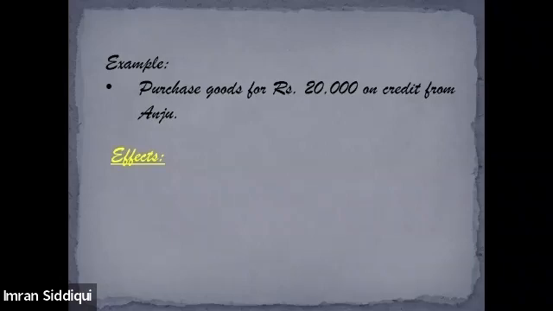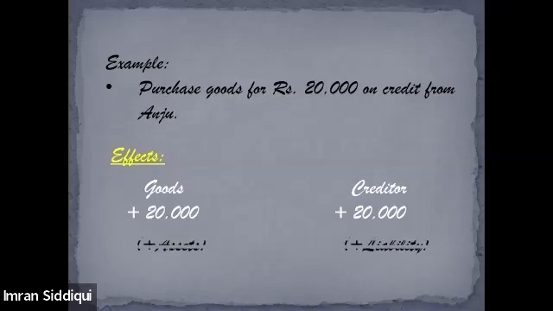So increase in goods means there is an increase in the value of the asset, and increase in liability. Why? Because we have bought the goods on credit, so there will be increase in the value of the liability as well. So goods is increasing, creditors are also increasing.